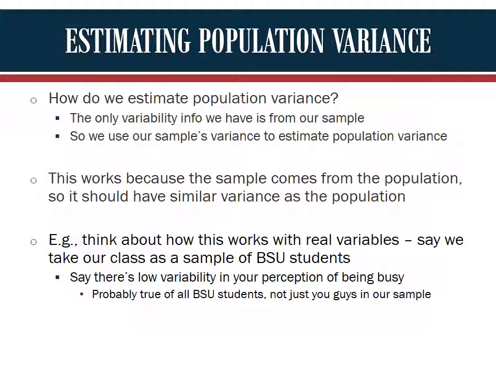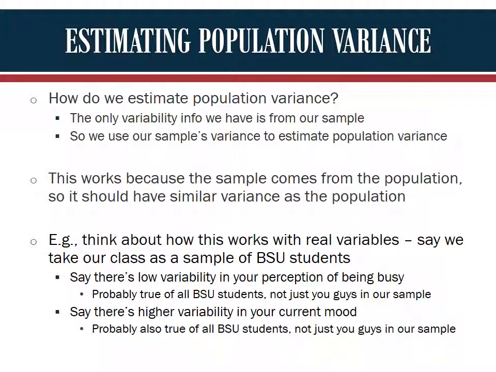If there's low variability in our sample, and our sample is you guys and you're BSU students, then that low variability is probably true of all BSU students, not just you guys who are in our sample. So if our class has low variability on perceptions of being busy, that's probably pretty true of everybody at BSU, right? It's probably not something special about our class. Instead, it's probably just true of everybody. If I also asked you guys your current mood, there'd probably be much higher variability, right? So some people would be pretty unhappy, some would be pretty happy. A lot of people would be kind of in the middle there, but there'd probably be more variability there.